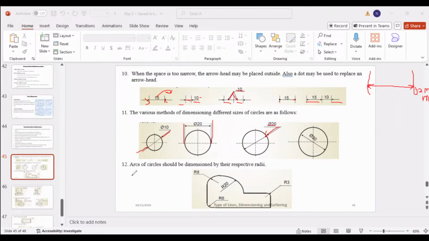And then the arcs of a circle should be dimensioned by their respective radii. What are radii? Arcs. Right. It is written with R. So the symbol for the radius is R. The symbol for the diameter is this one, Phi. Okay.